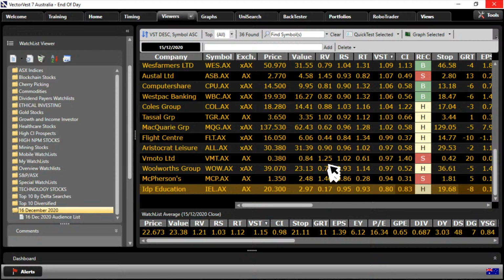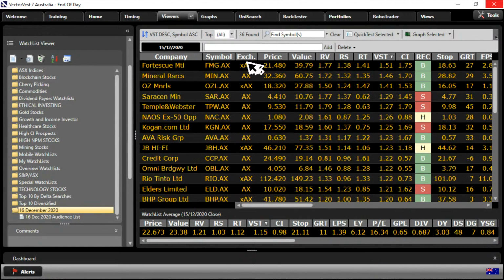I'd much prefer to be at the top of the list, where I have a company like, say, Fortescue Metals. And again, please, I'm not licensed to give advice, so please do speak to your financial advisor. But a price there of 21.48 versus a value of 39. I prefer to have an undervalued company with good upside potential, 1.77, so well above 1.